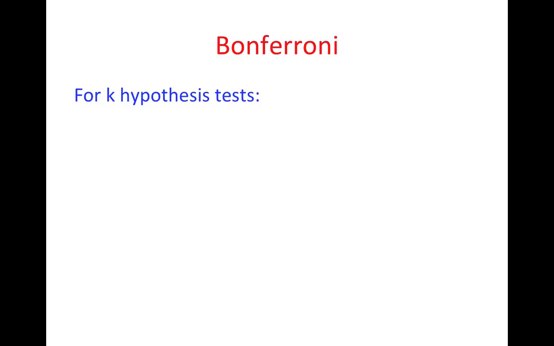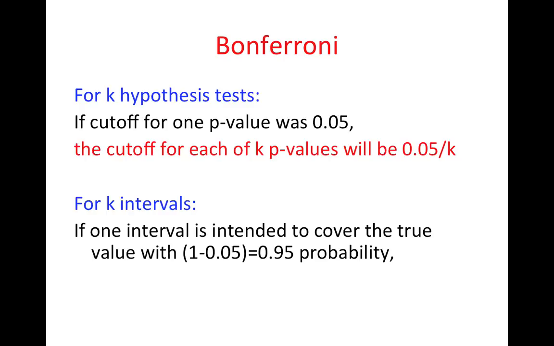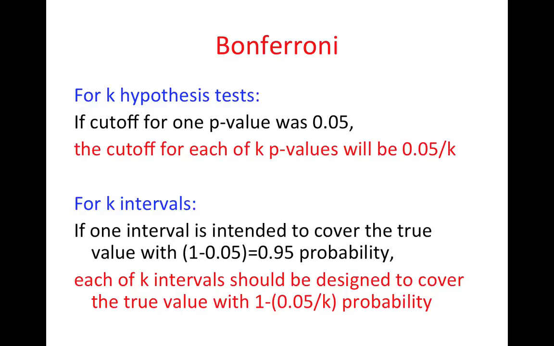So specifying what the method is, again, if you have k hypothesis tests, k is just some number. If the cutoff for one p-value is 0.05, now the cutoff for each of your p-values will be 0.05 divided by k. It's a very simple method to apply. In parallel, if you're making k confidence intervals, if one interval was supposed to have 95% probability, but now you want to have family-wise coverage, each of the k intervals should be a little bit wider. It should be designed to cover the true value with a larger probability.